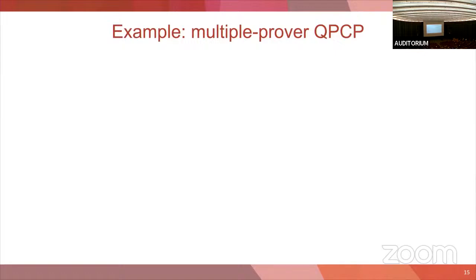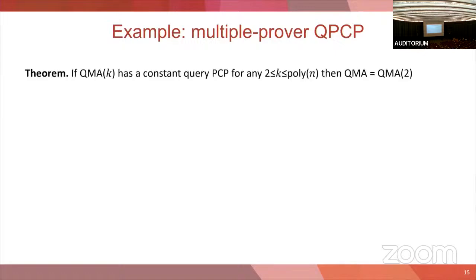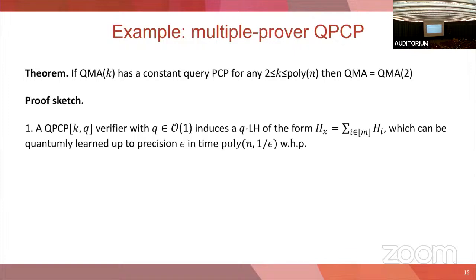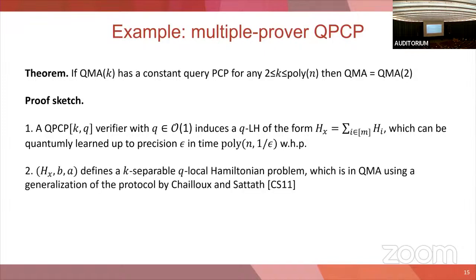Then for this multiple-prover QPCP, I told you that if this class QMA(k) has a constant-query quantum PCP for any k from 2 up to poly n, then QMA is equal to QMA2. Again, we have to learn this Hamiltonian up to epsilon precision using the lemma I gave you before. And then this Hamiltonian induces not a normal local Hamiltonian problem, but a k-separable Q-local Hamiltonian problem, which can be shown to be in QMA by a simple generalization of the protocol by Brandão and Harrow, over 10 years ago.